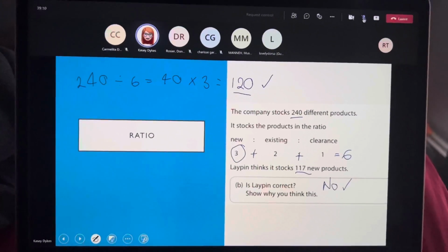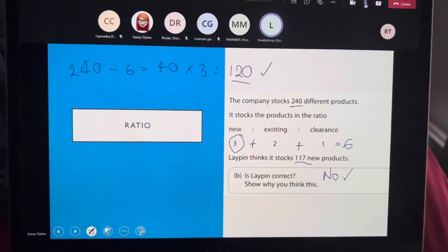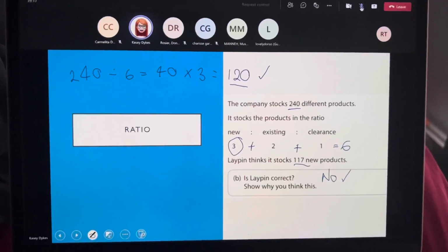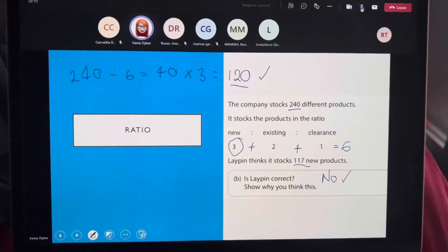Katie, what about if you do it like 3/6 times 240? Yeah, it's the same principle. You've done the same thing. You've divided by 6 and times by 3.